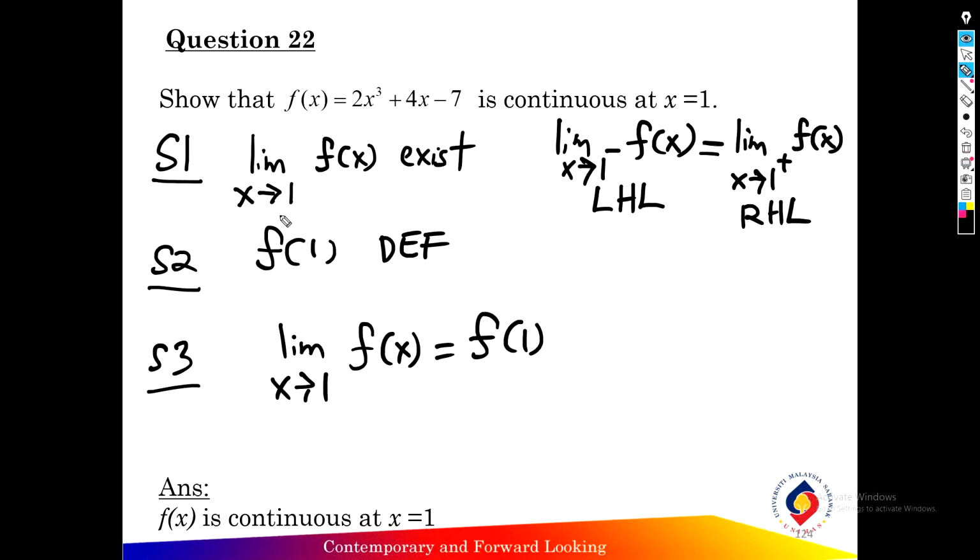Step 2, find f(1), where the function is defined as 2x cubed plus 4x minus 7. And then step 3, you compare the limit of f(x) with f(1). In conclusion, f(x) is continuous at x equals 1.